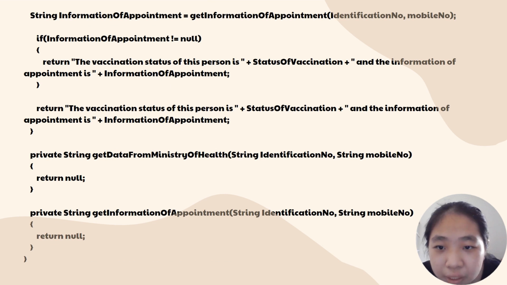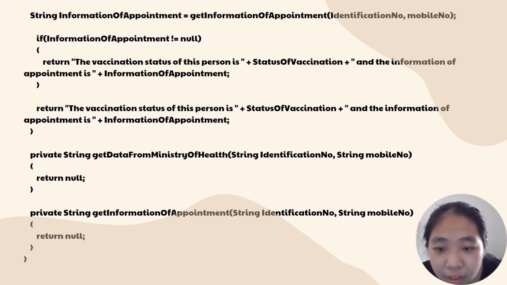Next, we declare string information of appointment equals to get information of appointment for identification number and mobile number. This declaration accesses the database of Ministry of Health Malaysia to obtain the information of appointment, which is the venue of appointment and date of appointment. Here we use an if statement again. If information of appointment is not equal to null, the system will display the vaccination status of this person is status of vaccination, and the information of appointment is information of appointment, which is the venue of appointment and date of appointment.